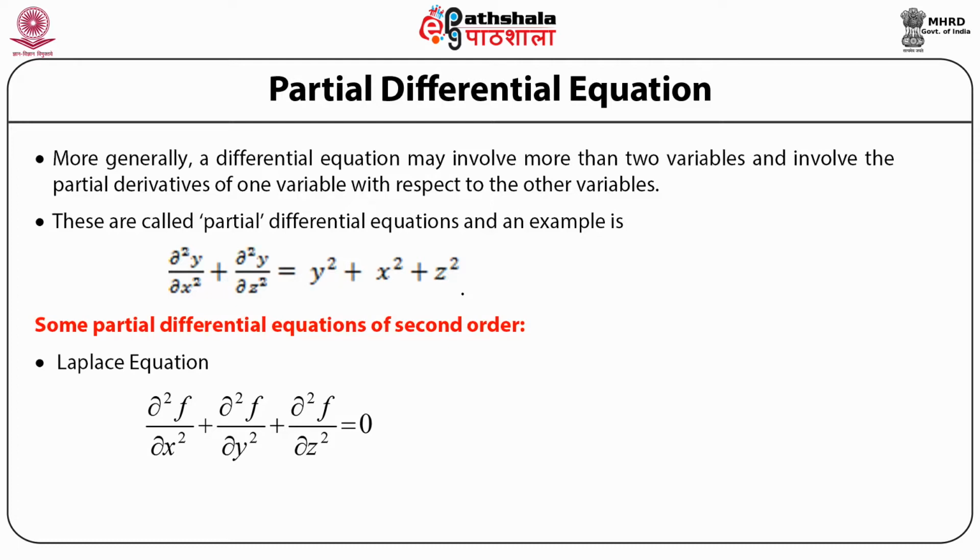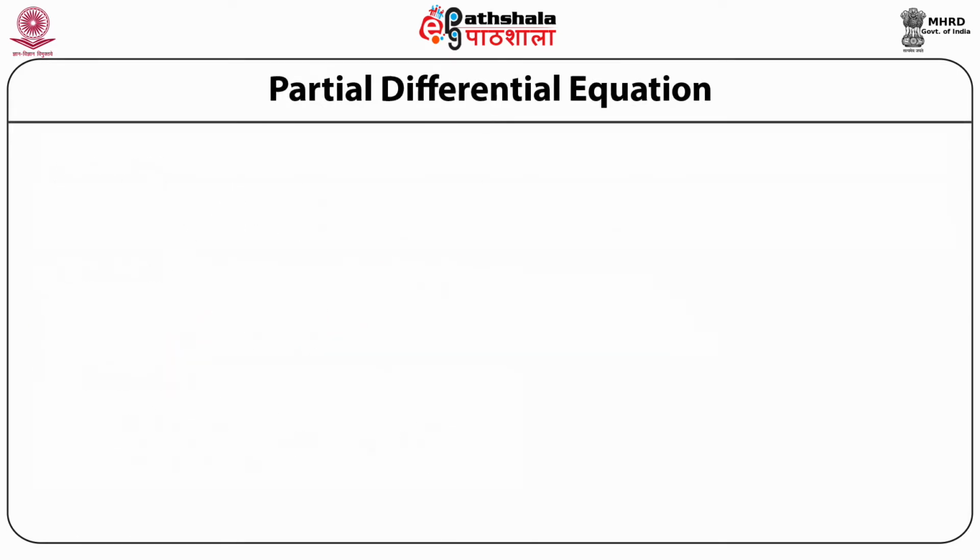It looks like d2f/dx square plus d2f/dy square plus d2f/dz square is equal to 0, where the derivatives are all partial derivatives. Another familiar example of a second order partial differential equation is the celebrated heat equation, which is given by d2f/dx square plus d2f/dy square plus d2f/dz square is equal to 1/c df/dt. As usual, the derivatives are partial derivatives of f with respect to x, y, z and t respectively.